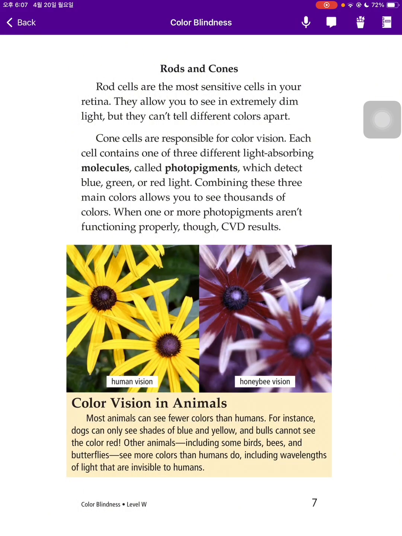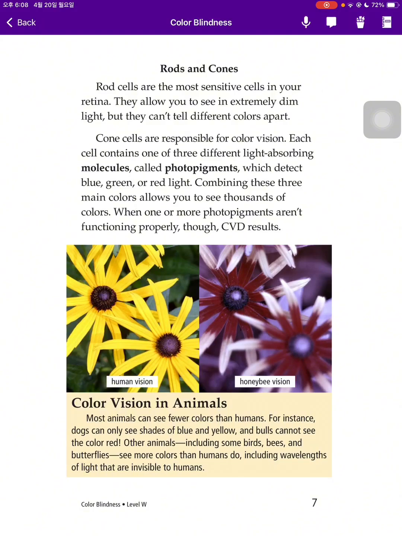Rods and cones. Rod cells are the most sensitive cells in your retina. They allow you to see in extremely dim light, but they can't tell different colors apart. Cone cells are responsible for color vision. Each cell contains one of 3 different light-absorbing molecules called photopigments, which detect blue, green, or red light. Combining these 3 main colors allows you to see thousands of colors. When one or more pigments aren't functioning properly, though, CVD results.